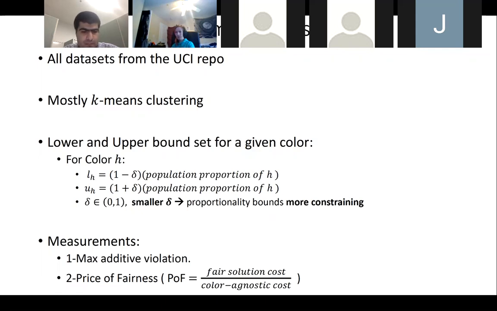And we use two measurements. One is the maximum additive violation and the other is the price of fairness. The price of fairness is basically the cost of the fair solution divided by the cost of the color agnostic solution. And the price of fairness obviously has to be always greater than or equal to 1.